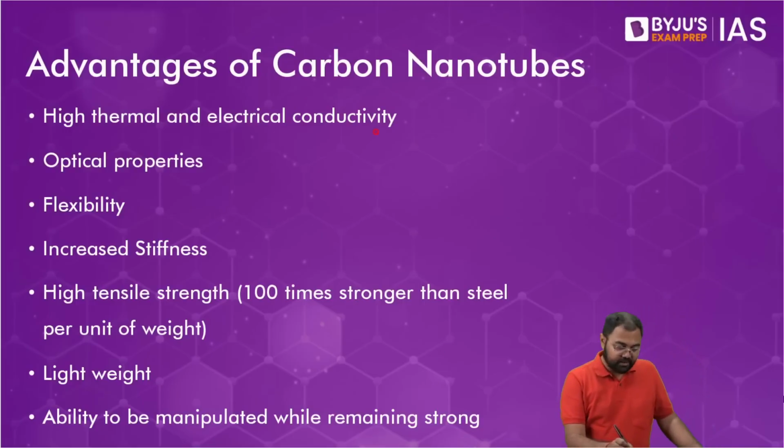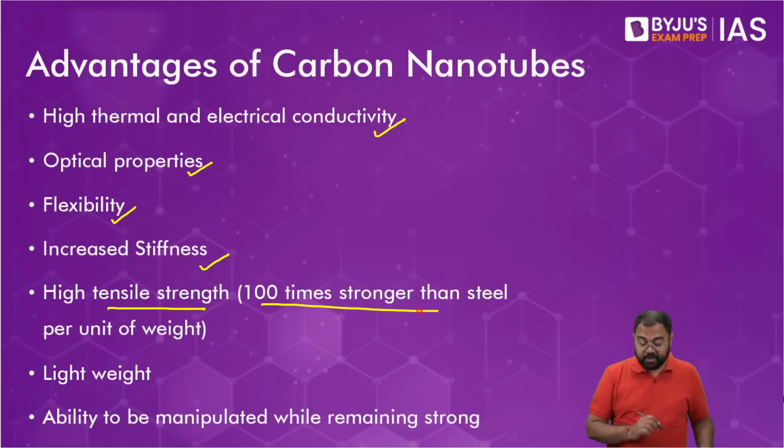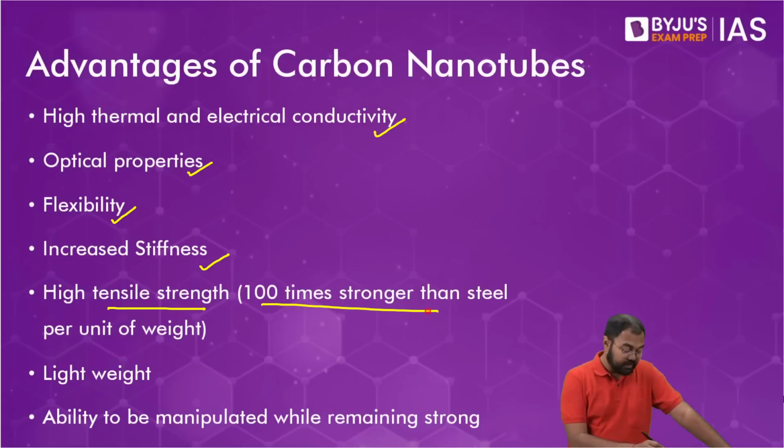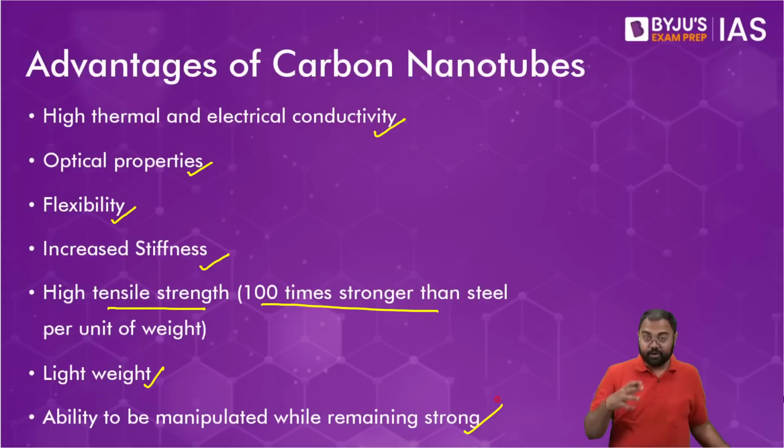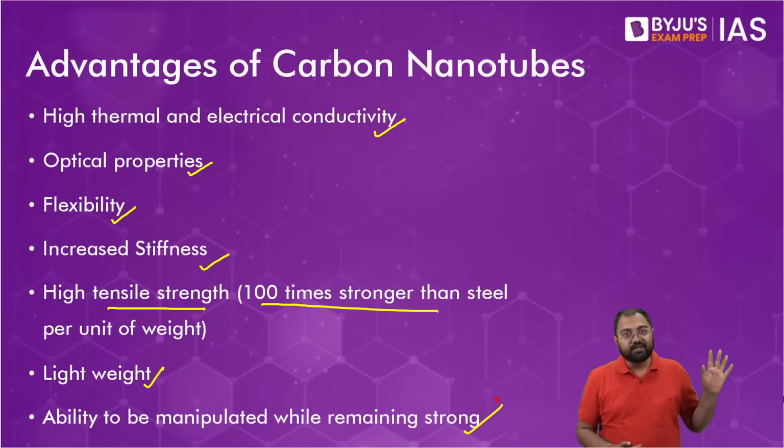As you can see here, high thermal and electrical conductivity, great optical properties, high flexibility, increased stiffness, high tensile strength, which is even up to 100 times stronger than steel, very lightweight, and at the same time it has an ability to be manipulated while remaining strong. So because it can be manipulated, it means that you can use it in various different ways, for various different applications.